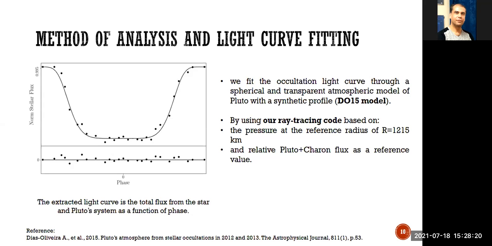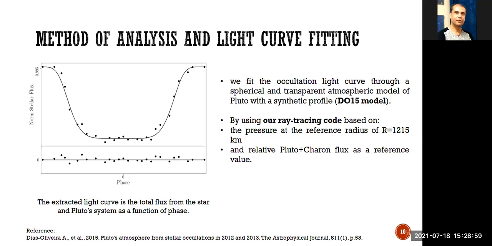In order to obtain the pressure of the atmosphere, we feed the occultation light curve through the DO15 atmospheric model, which was provided by Dias Oliveira et al. in 2015. According to this model, we considered the surface radius of Pluto to be about 1,187 kilometers. Three parameters are used in the DO15 model to generate the temperature profile.